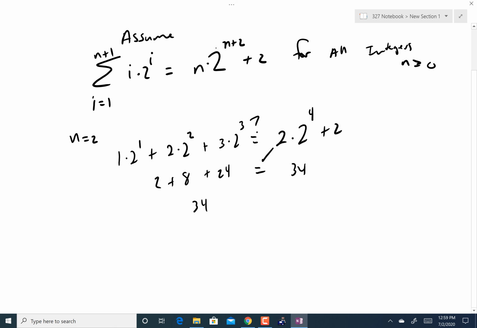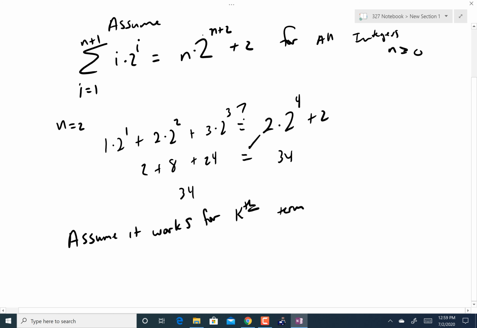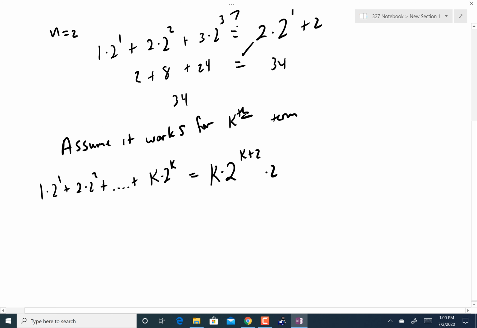Okay. So we are going to assume that it works for the kth term. If that were true, what would you get? Well, you would get k times 2 to the k plus 2, plus 2. And you're like, well, okay, I guess. And on the other side, what would you end up with? Well, you end up with 1 times 2 to the 1 plus 2 times 2 to the 2 plus dot, dot, dot, plus k times 2 to the k. Okay? And so you assume that it's true for that one. It works for any value of k.